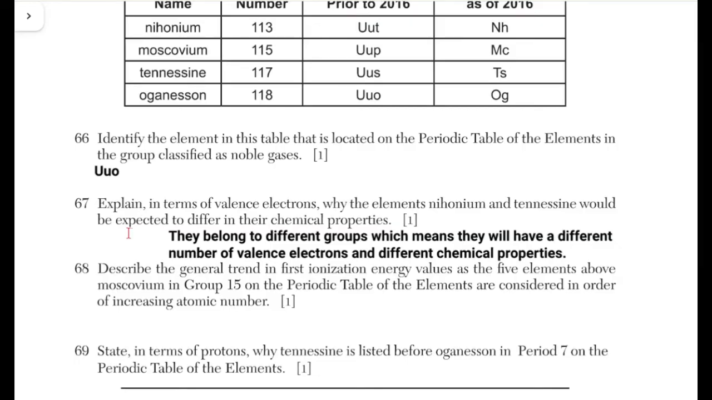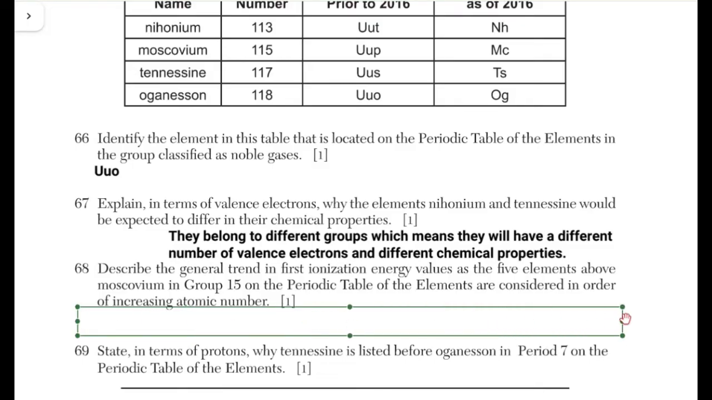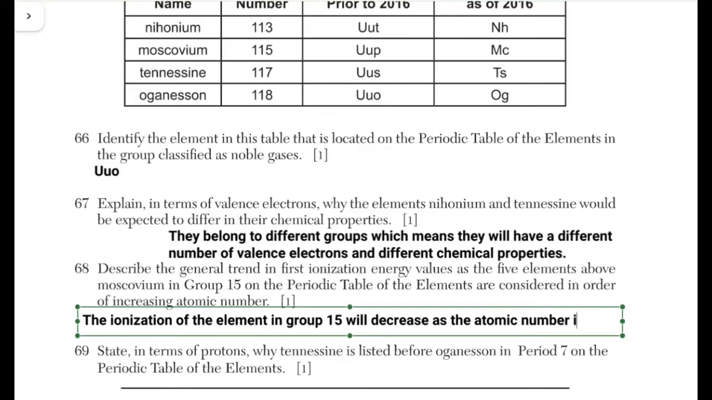Describe the general trend in first ionization energy values as the 5 elements above moscovium in group 15 on the periodic table of elements are considered in order of increasing atomic number. This is one of the trends on the periodic table. The ionization energy of the elements in group 15 will decrease as the atomic number increases. This is because the forces of attraction between the electrons and the nucleus will decrease as the number of electron shells increases and the electrons move farther away from the nucleus.